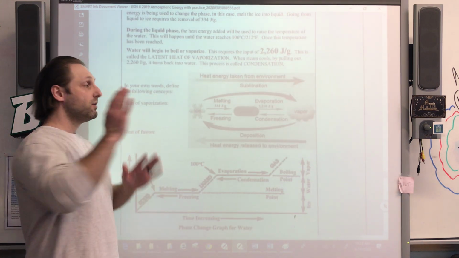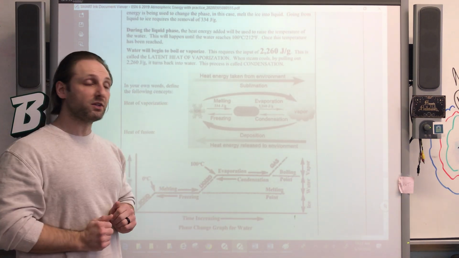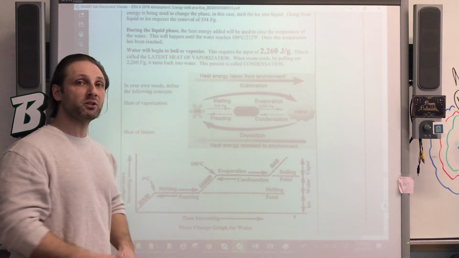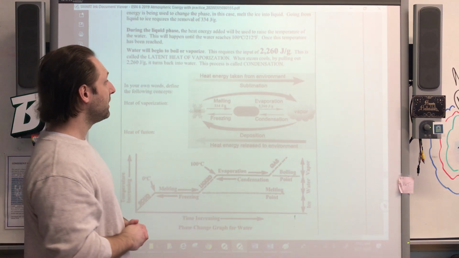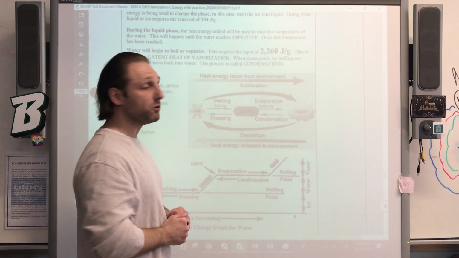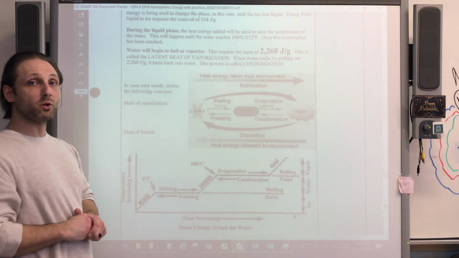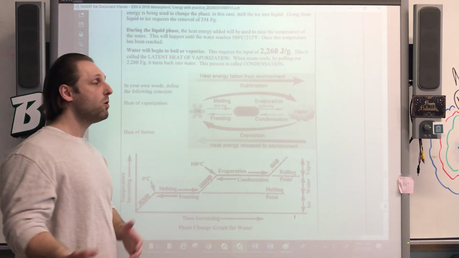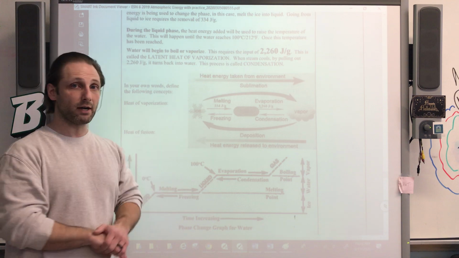Take a moment to put heat of vaporization and heat of fusion into your own words. Here, we also have a diagram for you to reference, maybe when creating your discussion. So go ahead, pause the video, we'll come back, and we'll talk about these diagrams.